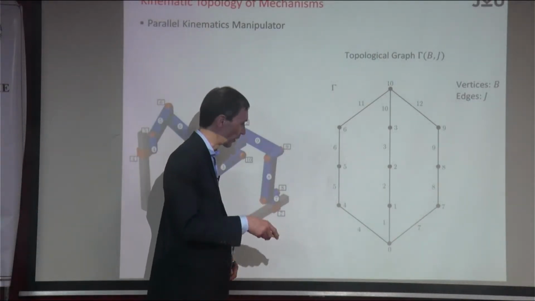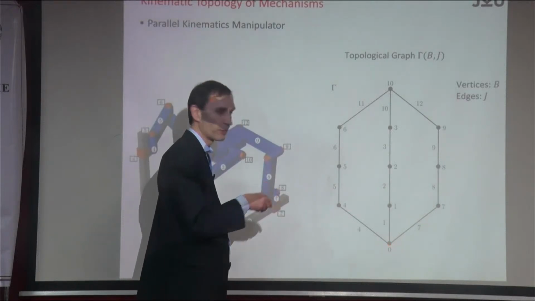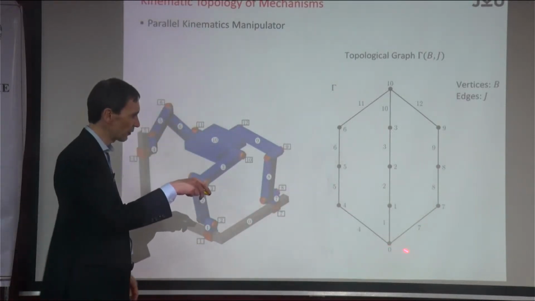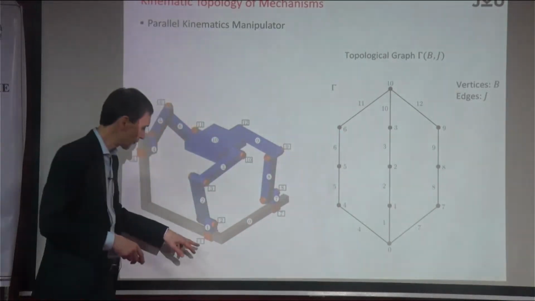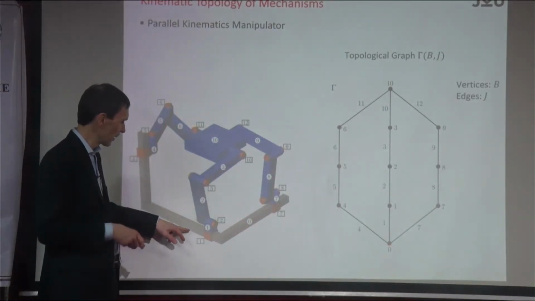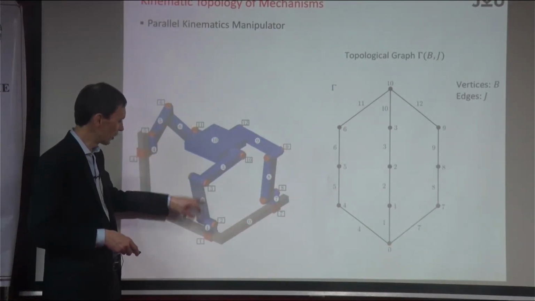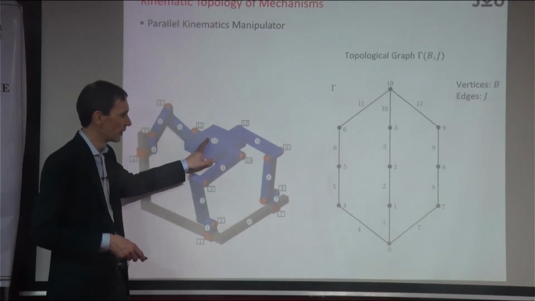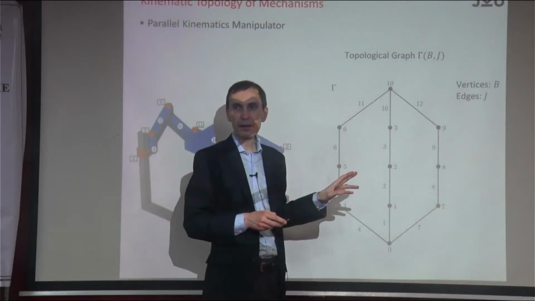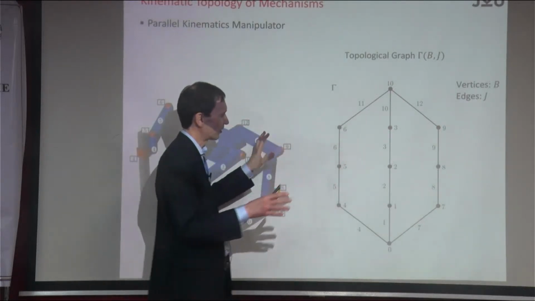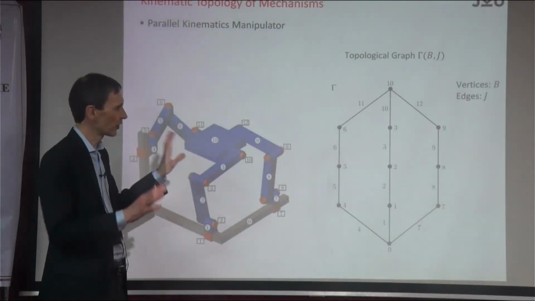So the vertices are our bodies. Okay, so we have number 0, of course, the ground, and then we have whatever. So look here, we have the ground, number 0 here. Then we have 1, 2, 3, and then 10. I place the graph such that it makes a bit of sense.